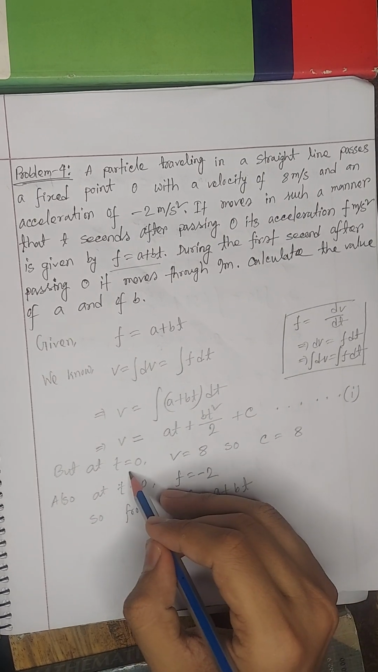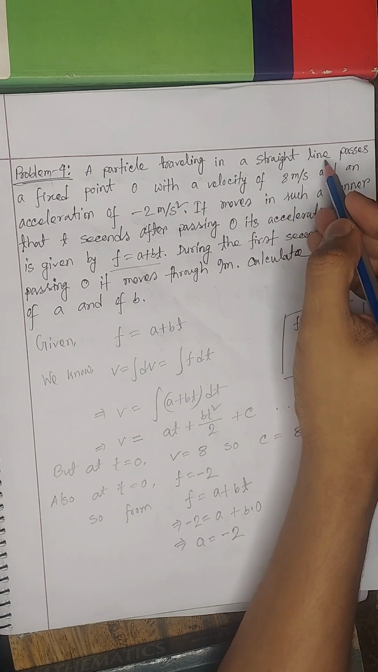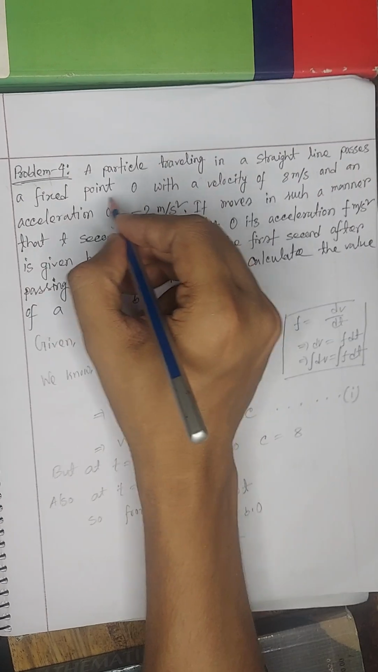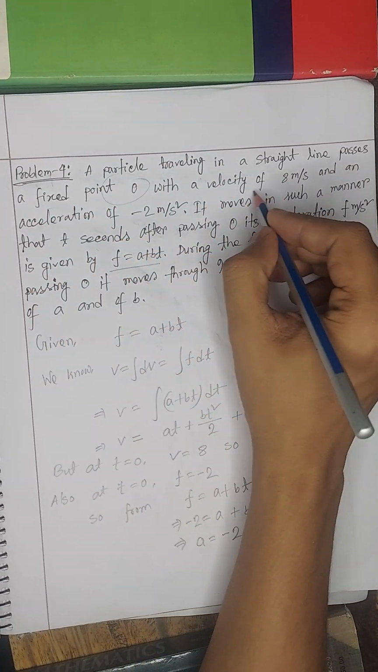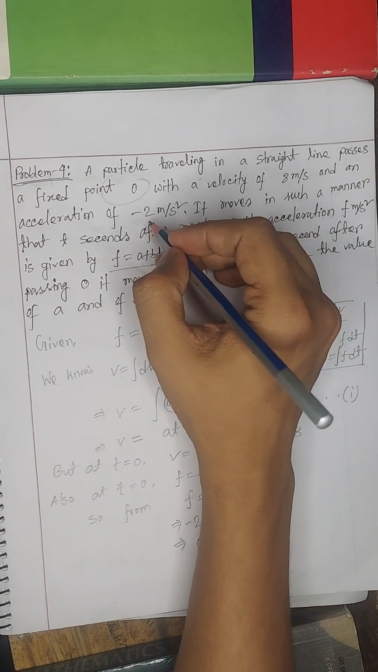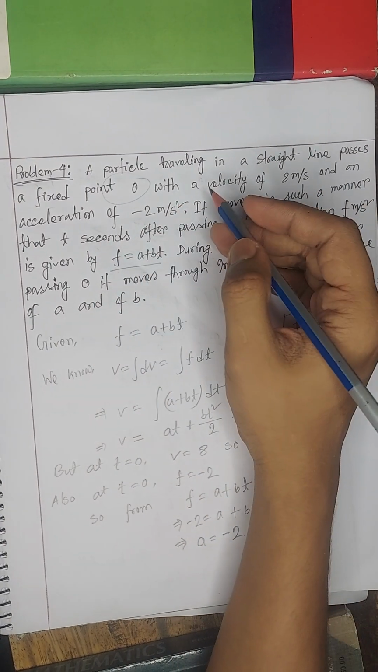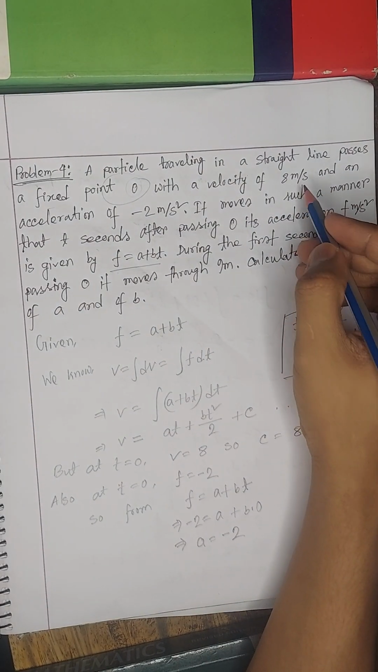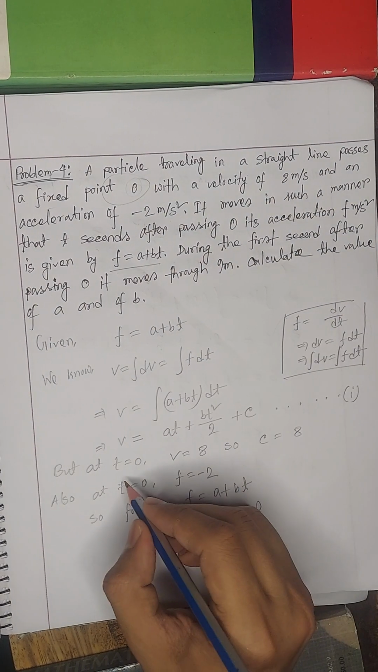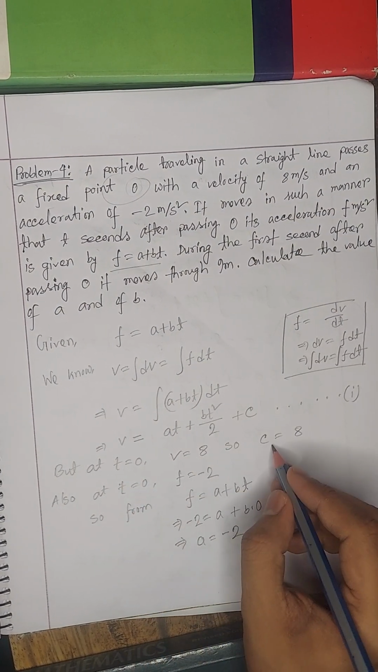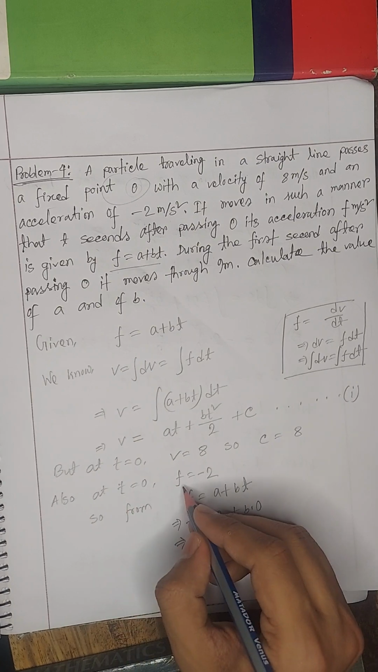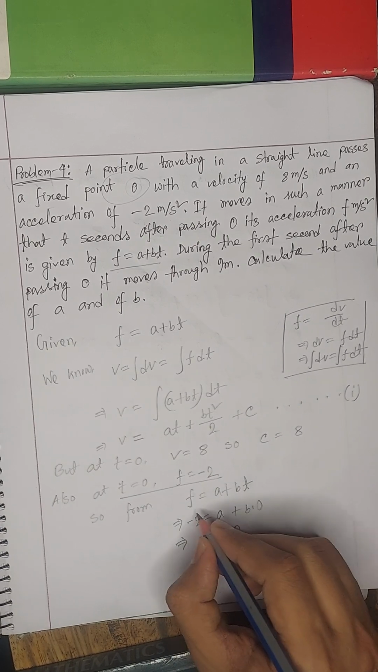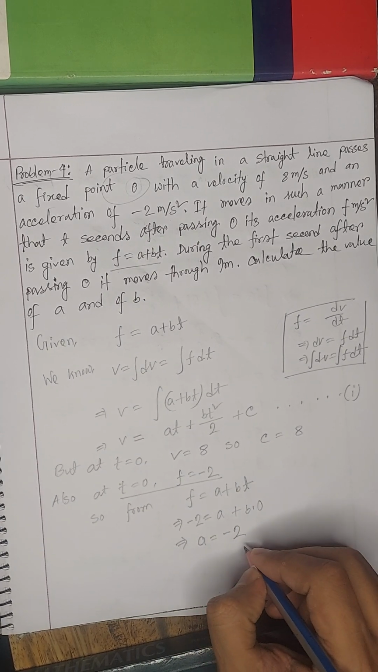But we know when t is equal to 0, v is 8, right? At the beginning of the question, we said that a particle traveling in a straight line passes the fixed point. When it passes the fixed point, the velocity is 8 meter per second and acceleration is minus 2 meter per second square. That means initial velocity is 8 meter per second and acceleration is minus 2. So when we apply t equal to 0, v equal to 8, we get c is equal to 8. Similarly, when t is equal to 0, f will be minus 2. If we apply this value in f equal to a plus bt, we get the value of a is minus 2, right?